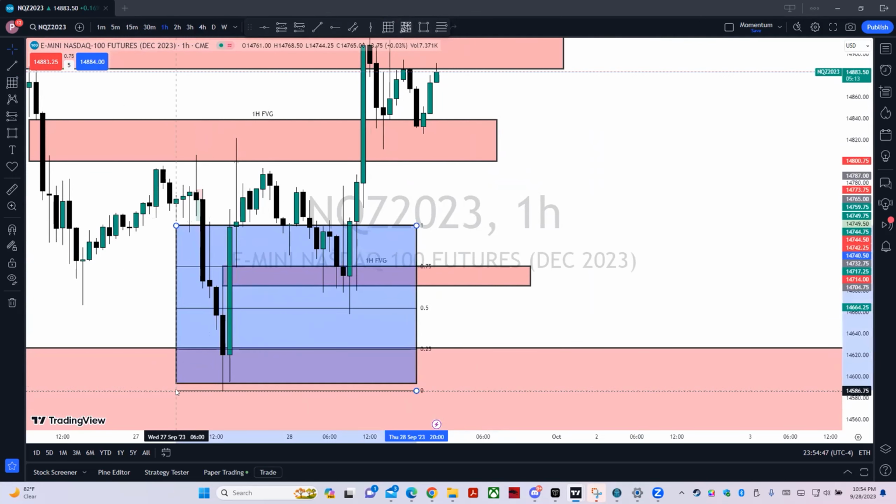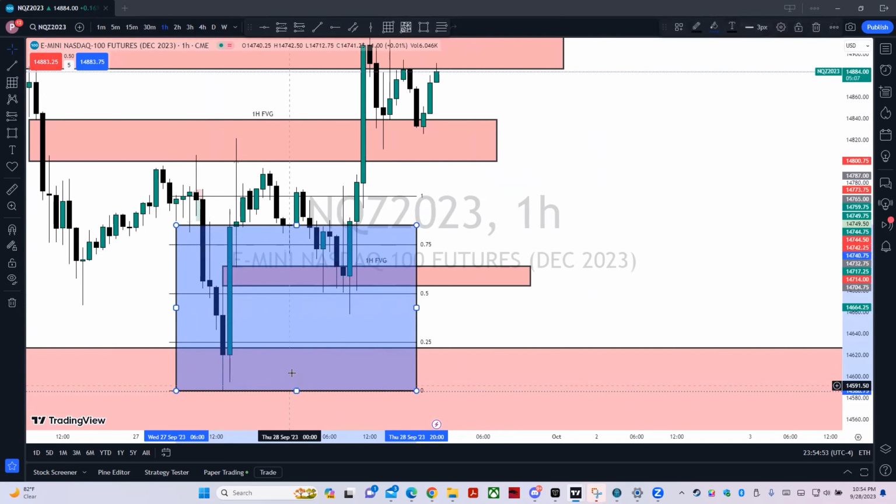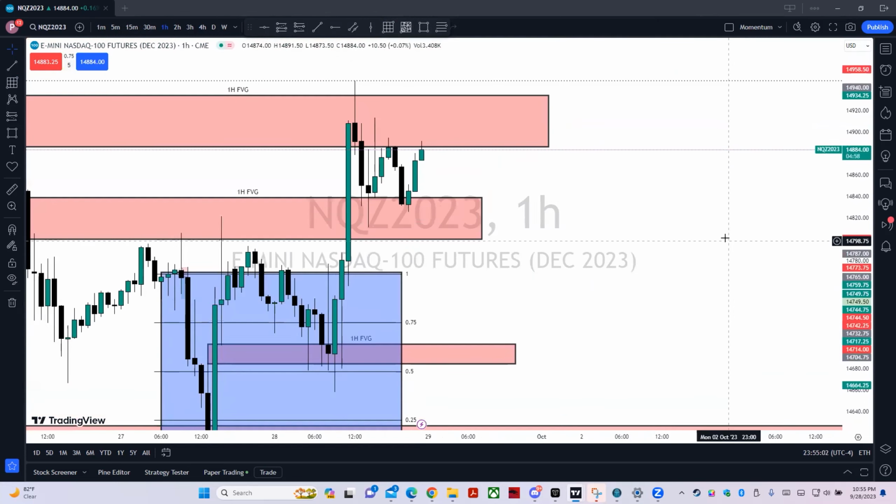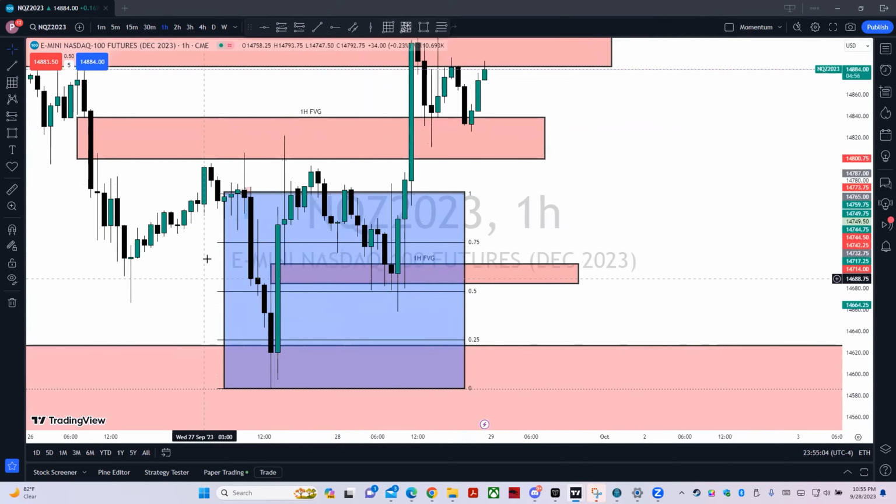Go ahead and take the GAN box and extend it all the way. My drawing skills are not the best. Okay, so not only do we have a balanced price range here, but we also have a propulsion block right down here.